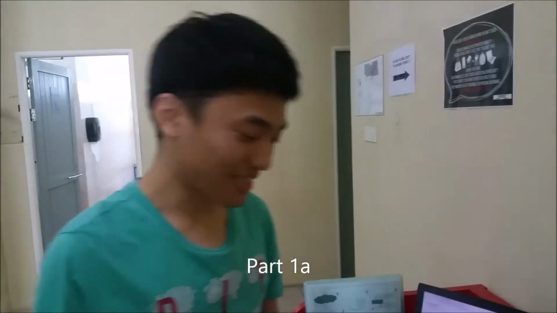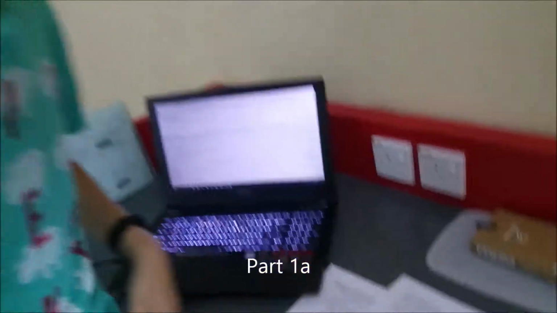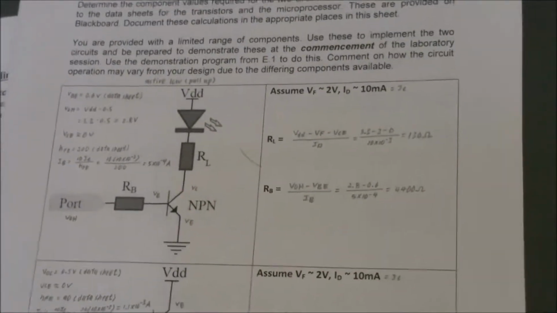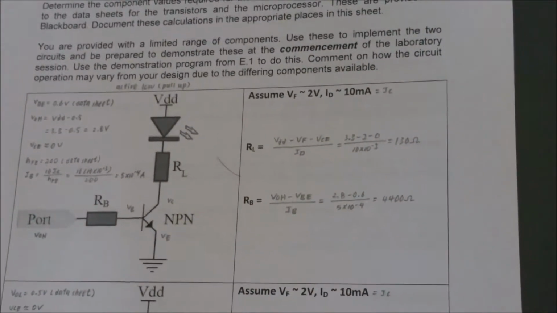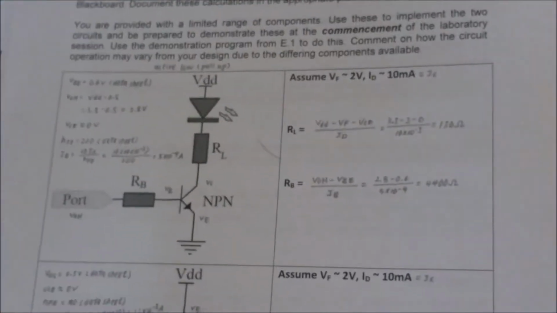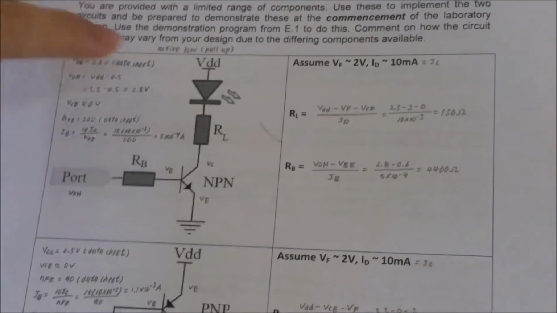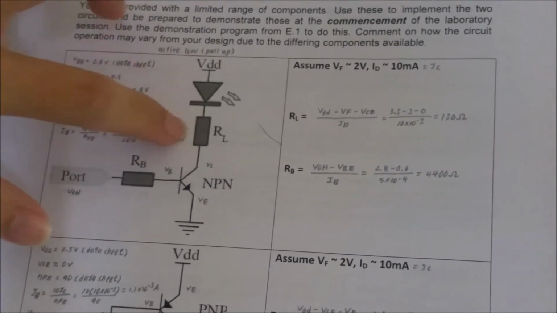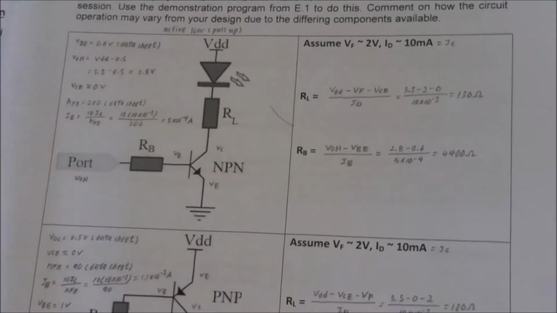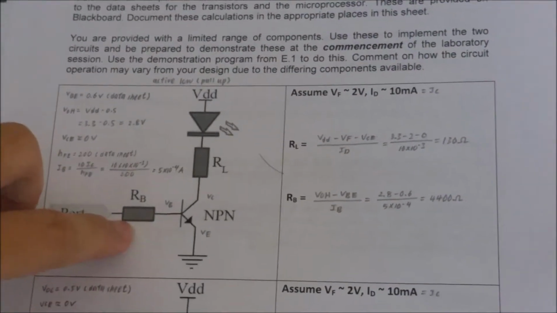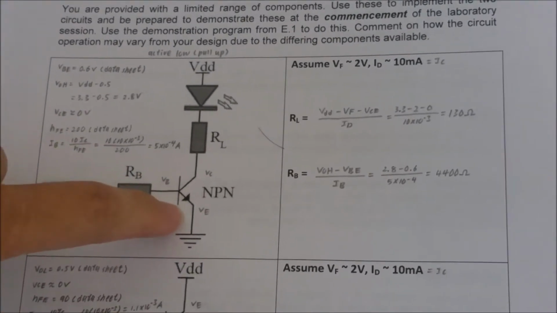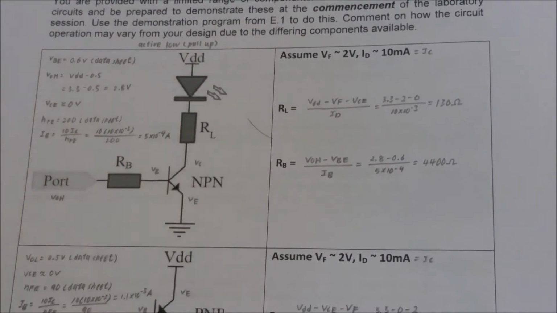This is Vicky, and today I'll be talking about part 1A of Lab E2. So now we assume VF is equal to 2 volts, whereas ID is equal to 10 milliamp. And from the schematic diagram, we can see that the VDD is connected across the diode and then RL, and then connected to the collector pin of the NPN transistor, whereas the port is connected to the RB and then to the base pin, and the emitter pin is connected straight to the ground.